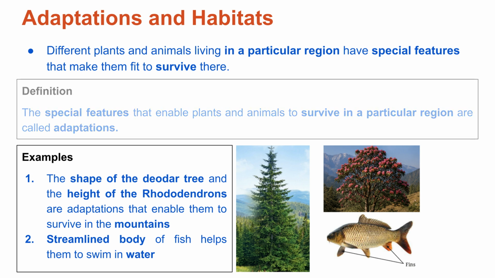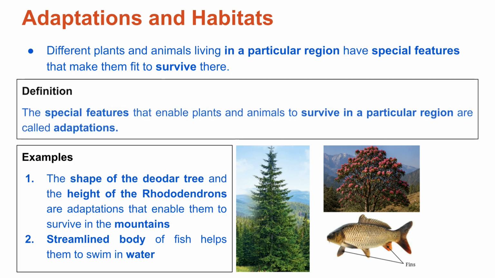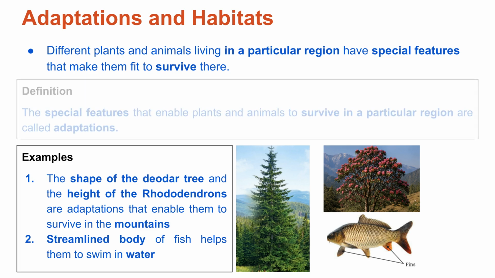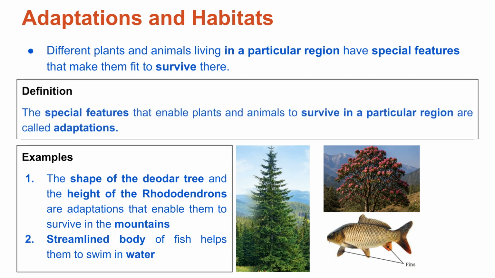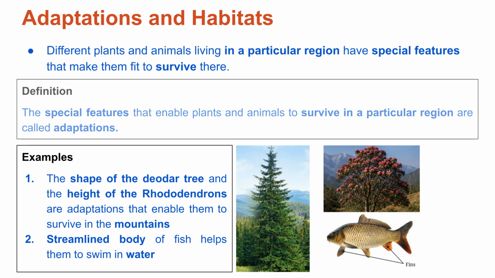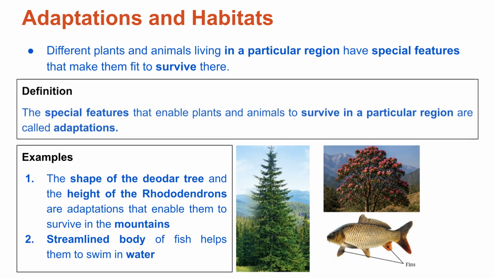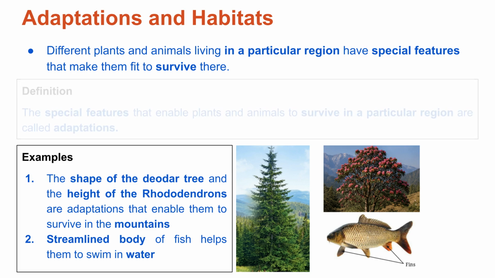environment. For example, if we see the shape of a devta tree, it is suitable for the devta tree in mountain regions. And if we see the height of rhododendron in mountains, it is helpful for it to survive in the mountains. Similarly, the streamlined body of the fish helps them to swim in water easily. So these are all adaptations of different animals or plants in response to the environments where they are found.